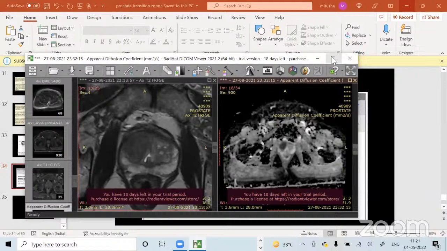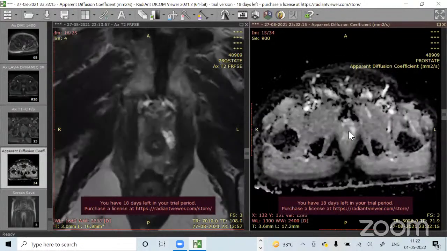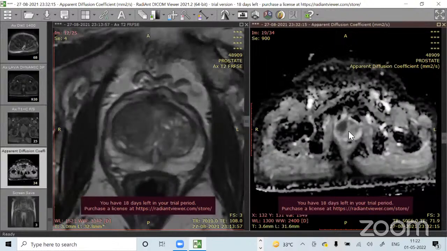And even if you see on the size criteria, this is almost 2.4 centimeters. So this is a PIRADS 5 lesion in the transition zone. So that is one thing.